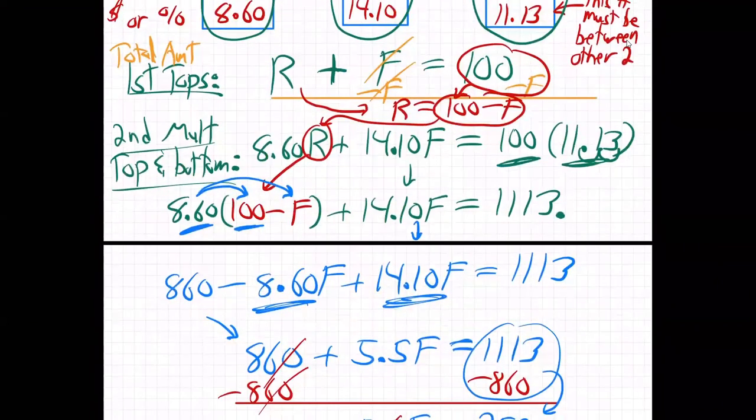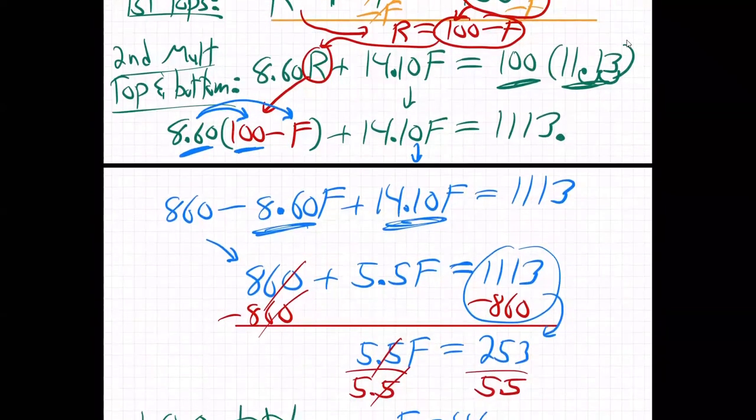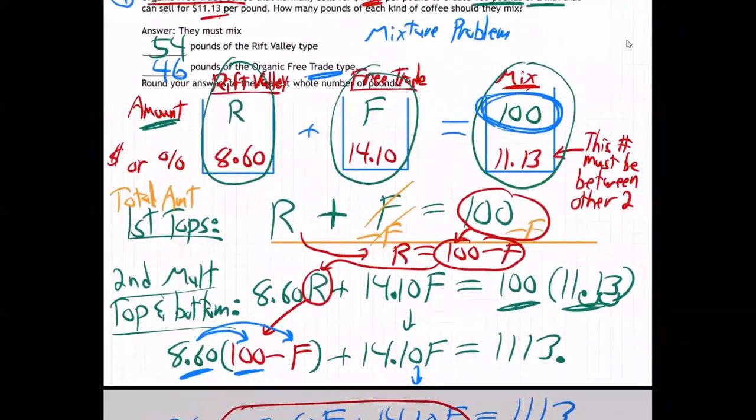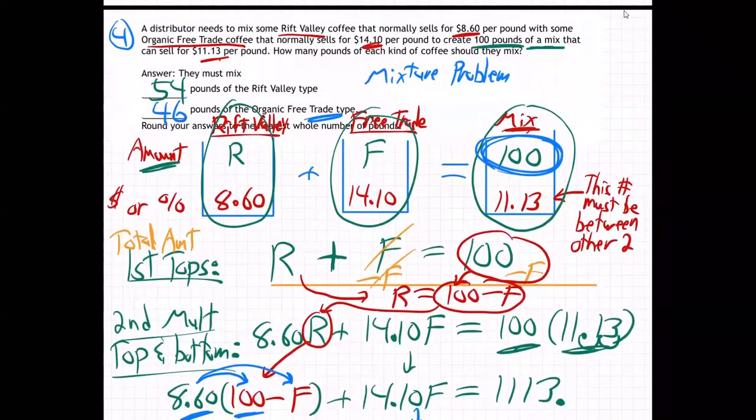So then you take your first equation, get R alone, plug it into the second equation, distribute, combine like terms right there. I don't know if that was clear what I did, right? These two right here combine to be that. And solve for F. Once you get F, subtract from 100 to get the other one. So there it is. There's our mixture problem.